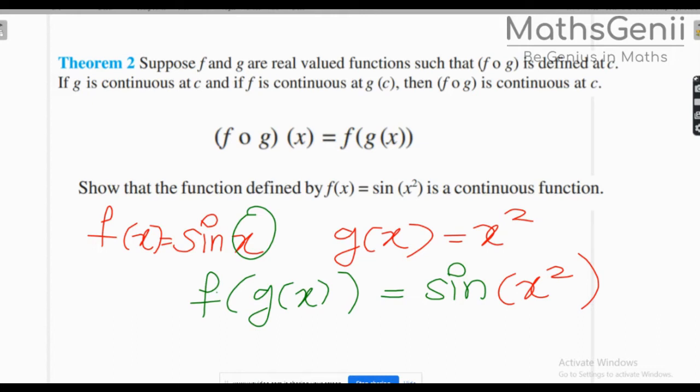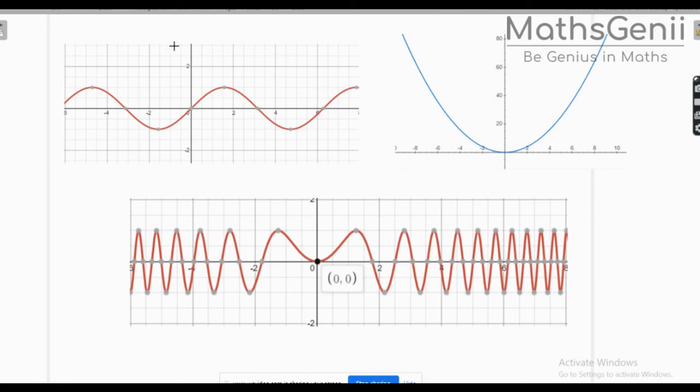Let's understand it in detail with one example. If g is continuous and f is continuous, then f o g is continuous. So this function is your sin x. It is continuous at all points. Sin x is a continuous function. This is your x square. X square is also continuous at all points. Take any point at random. Now this function that you see at the bottom is nothing but sin x square.